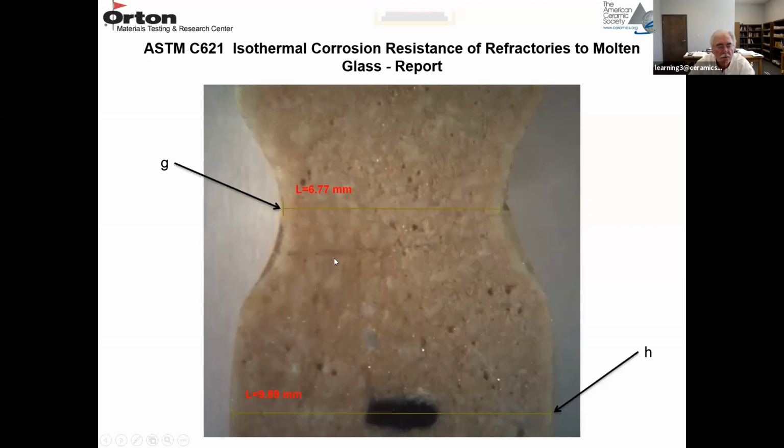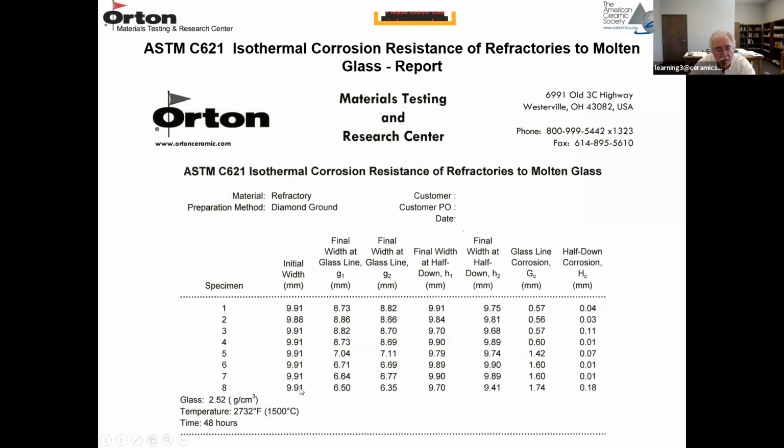And a report would look like this. You have the initial width of the sample. It should be the same from top to bottom. It's a machined sample. You have your 2 values for G, the width at the glass line. Your 2 values for H, the width halfway down. Your glass line corrosion, and then your half down corrosion.